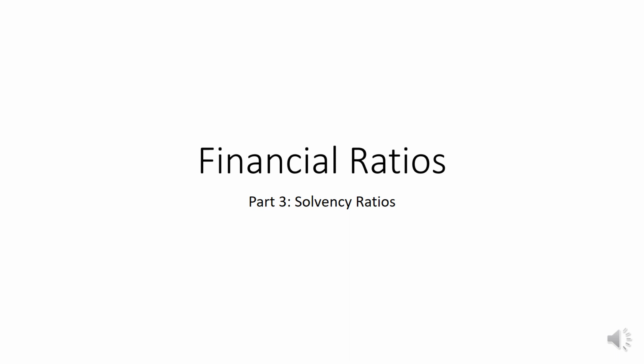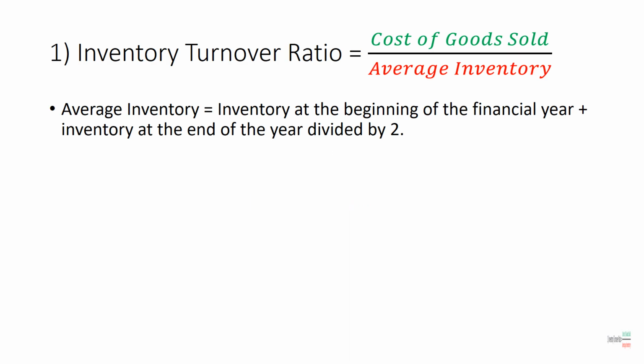Today we are going to have a look at financial ratios with a specific focus on solvency ratios. Our first ratio we are going to calculate is the inventory turnover ratio, where we take cost of goods sold or cost of sales over our average inventory. To calculate our average inventory, we will be taking the inventory at the beginning of the financial year, so the end of last year, and the end of this year, and divide it by 2.